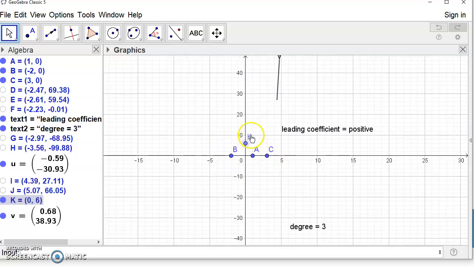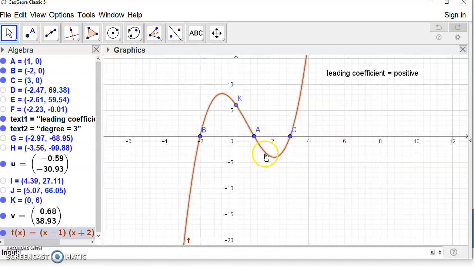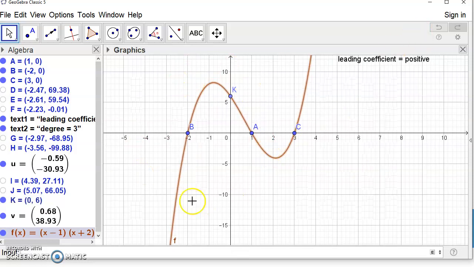I know all its different x-intercepts. And now if we go and actually sketch the function, right, so x minus 1, x plus 2, and x minus 3, you notice that it goes through perfectly everything we said it would. It starts low, it passes through B, it goes smoothly through B, it passes through this y-intercept at 0, 6, it passes through 1, 0, and then it sweeps up again through 3, 0.